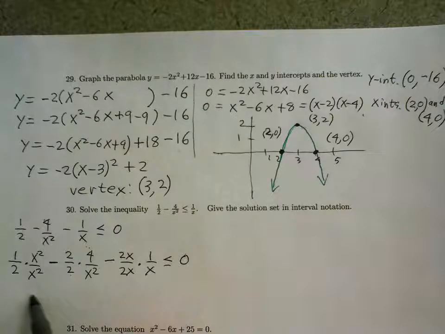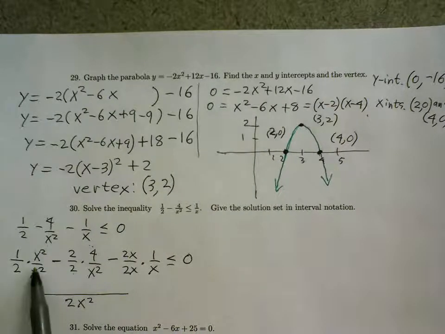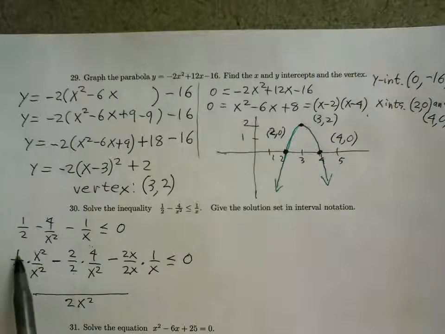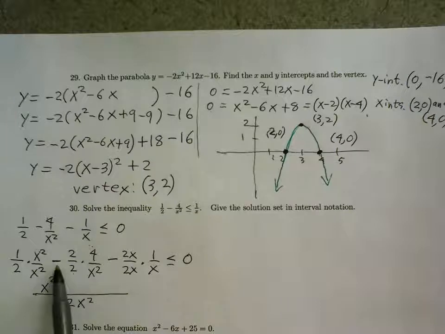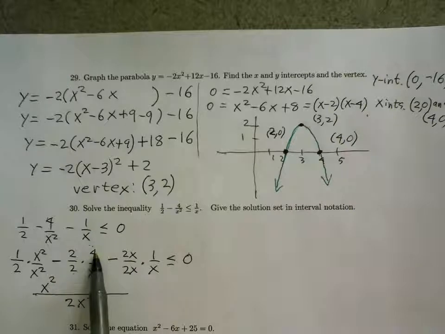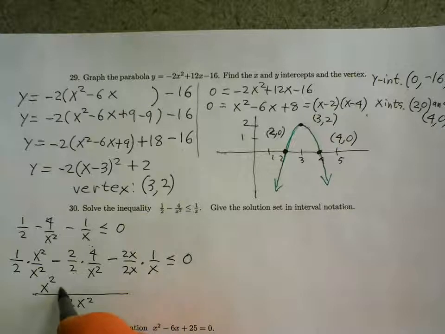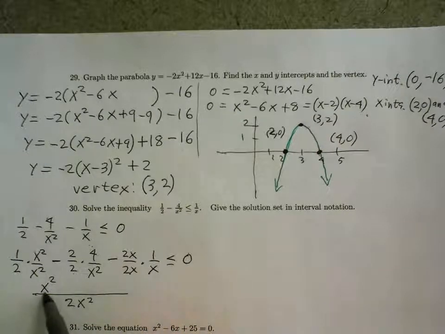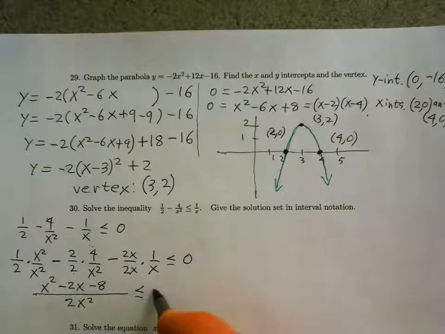So in the next step, we can just write the common denominator 2x squared. And then be careful with the arithmetic for the numerator. So in the numerator, we have 1 times x squared, and then minus 2 times 4, which will be minus 8. And we'll also have a minus 2x times 1. So I'm going to put it in standard form. x squared minus 2x minus 8 over 2x squared is less than or equal to 0.